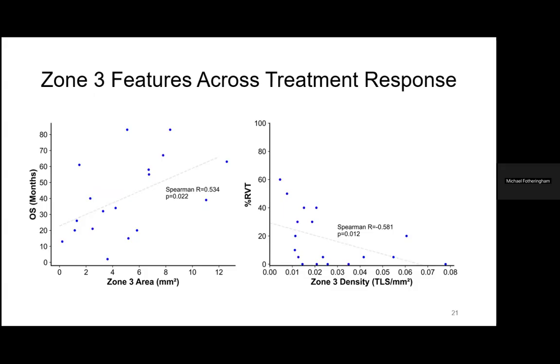On the right-hand side, we're looking now at the density of TLS in the regression bed. That's on the x-axis. And if we look at higher densities, we're looking at lower RVT, which is on the y-axis. And again, this is statistically significant. So we see that higher densities are associated with reduced residual viable tumor, or in other words, better outcomes. And again, more surface area of TLS in regression is associated with improved survival.